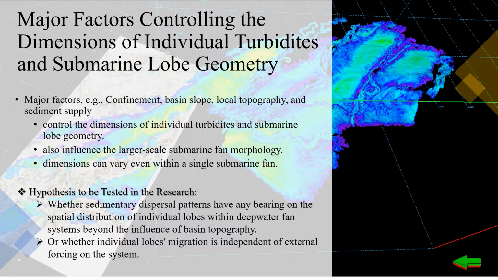This is the research that I am carrying on, and I'm going to present the initial part of my research outcome so far, which may be a little basic, but please bear with me. The hypothesis that I'm going to test in this research is whether the sediment dispersal patterns have any bearing on the spatial distribution of individual lobes within deepwater fan systems beyond the influence of basin topography, or whether the individual lobes' migration is independent of external forcing on the system or not.